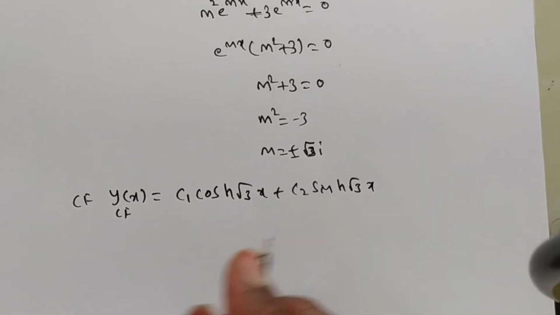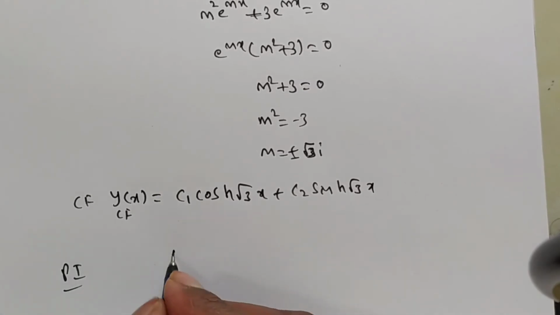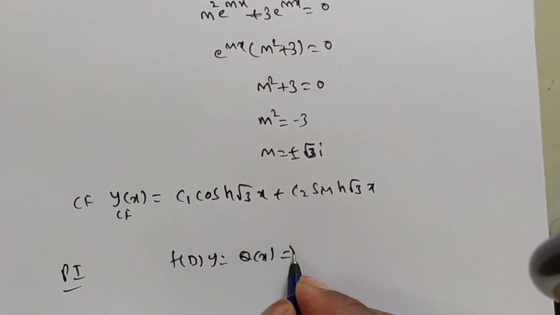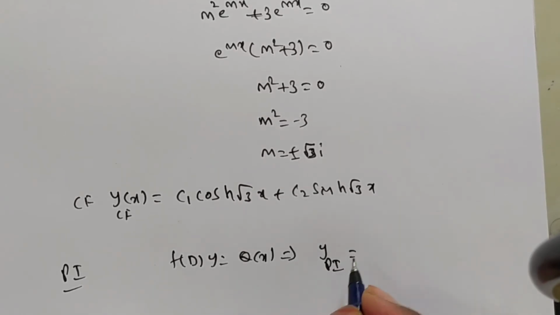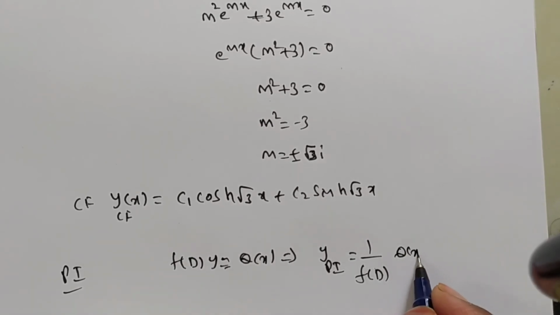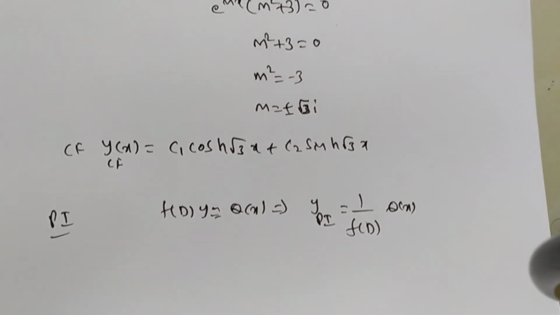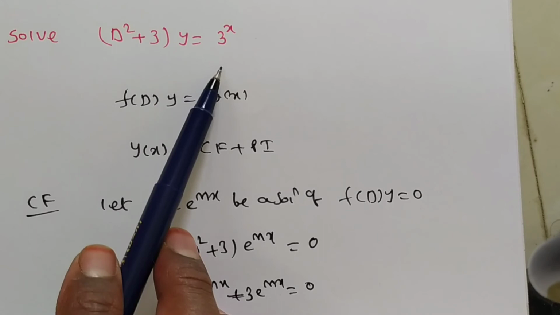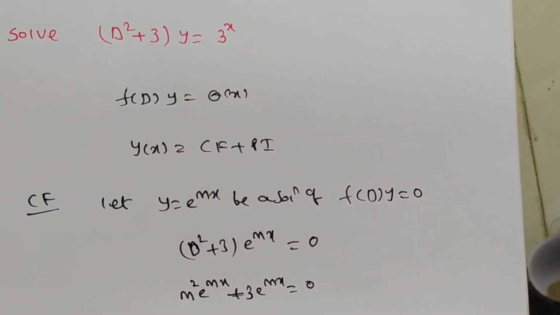Now the particular integral. To find the particular integral for f(D)y = Q(x), keep y on the left side. The particular integral is the antiderivative, so f(D) comes to the right side as the fraction 1 by f(D) into Q(x). This is the method to find the particular integral. Here f(D) is D square plus 3, and Q(x) is 3 to the power of x.